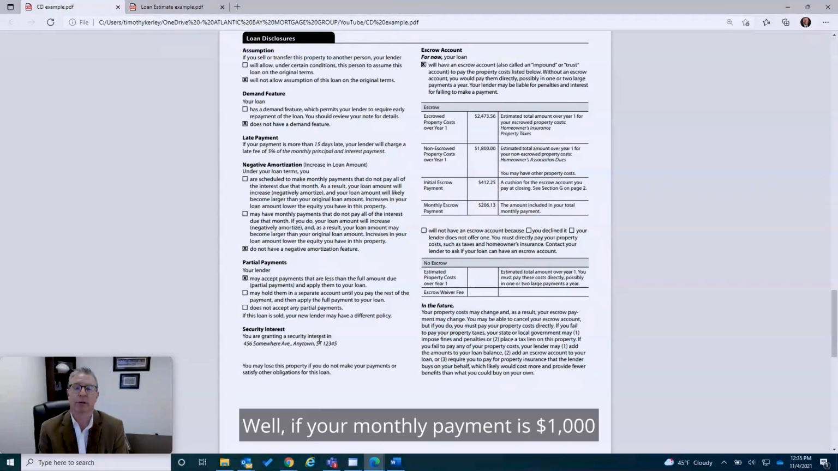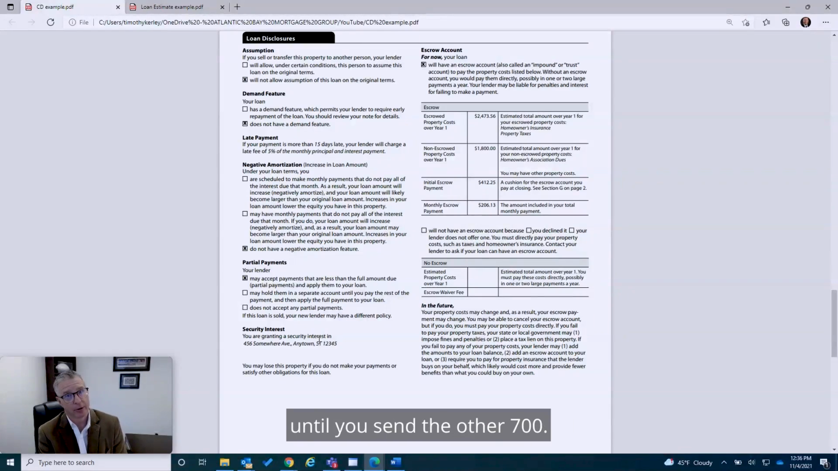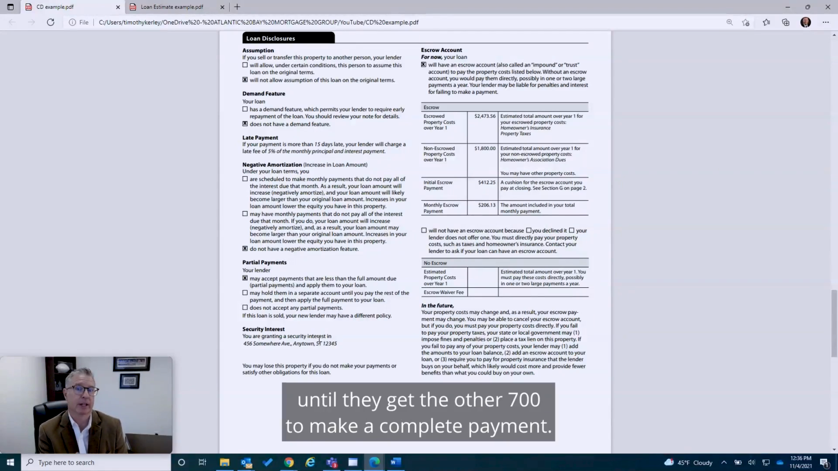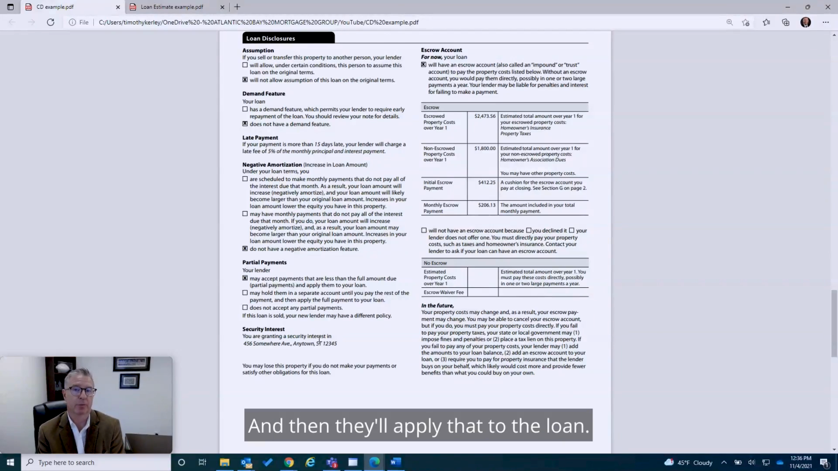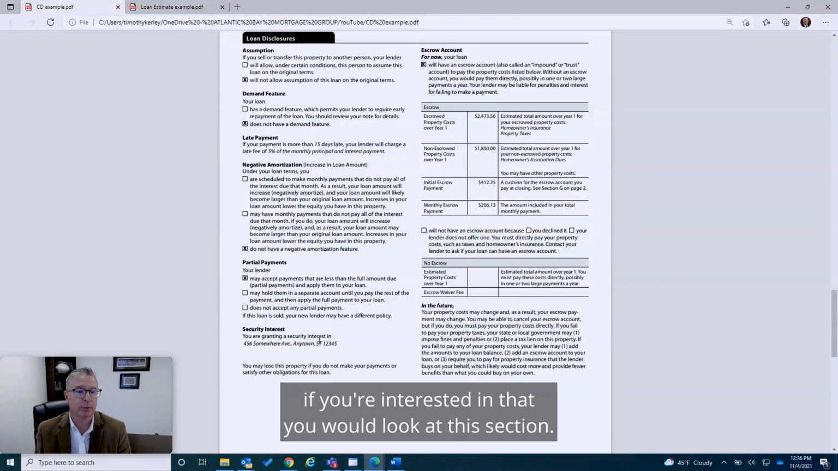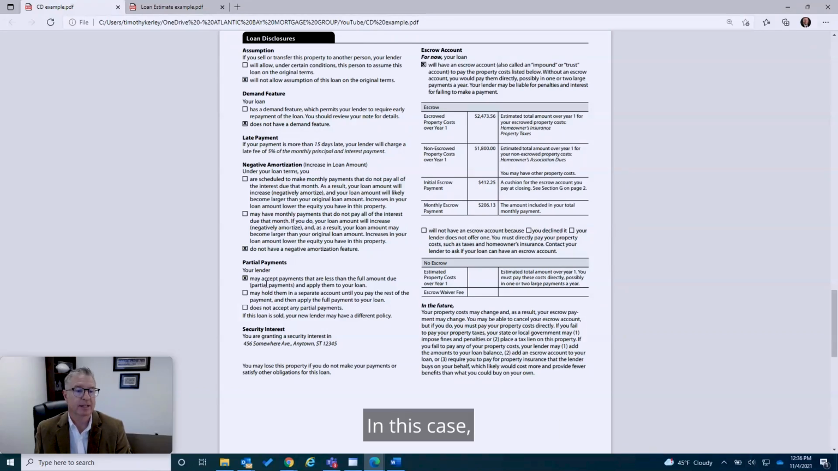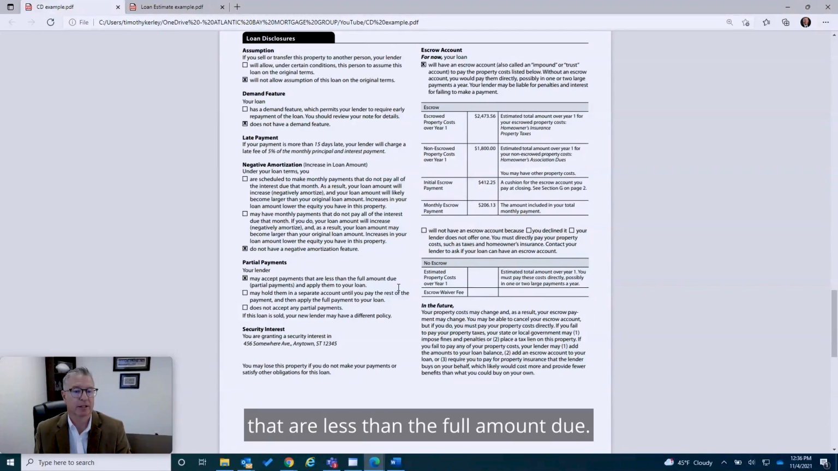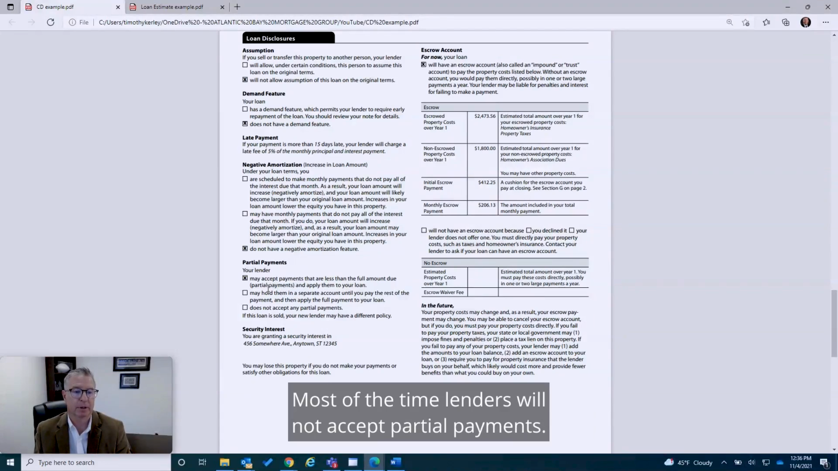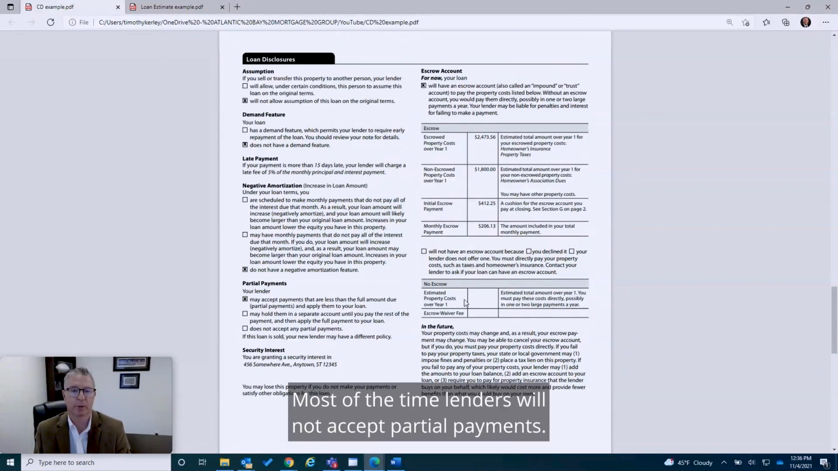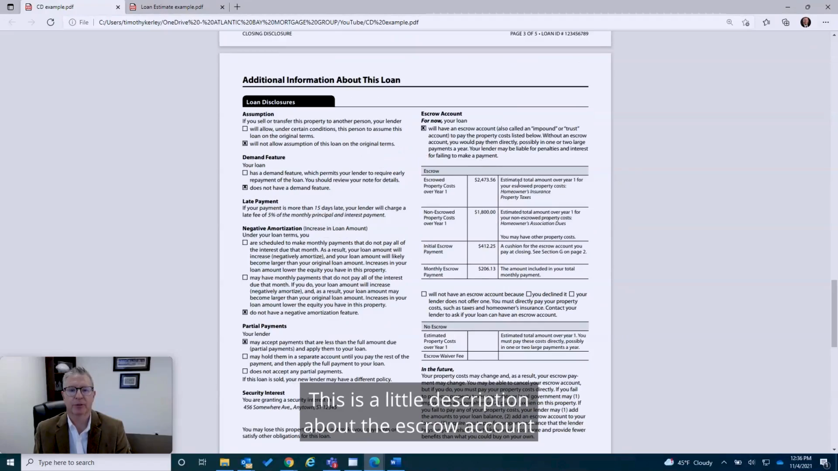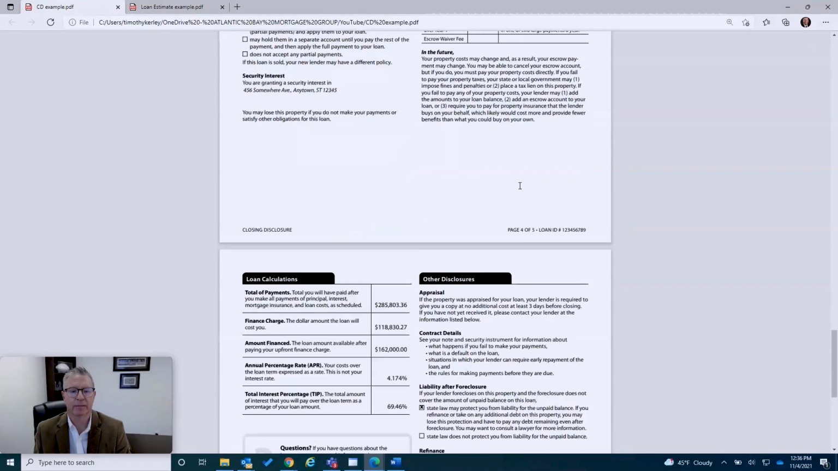What does that mean? Well, if your monthly payment is $1,000 and you send them $300, they're not going to apply the $300 until you send the other $700. They're just going to hold that $300 until they get the other $700 to make a complete payment, and then they'll apply that to the loan. So just know that, if you're interested in that, you would look at this section. In this case, it says the lender may accept payments that are less than the full amount due. Most of the time, lenders will not accept partial payments. This is a little description about the escrow account and how that works.